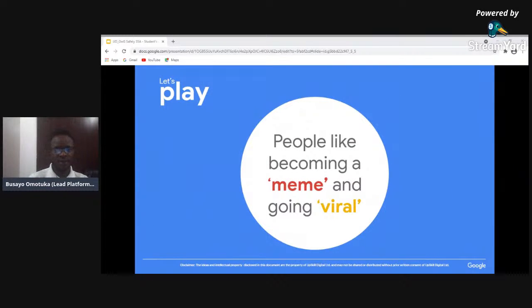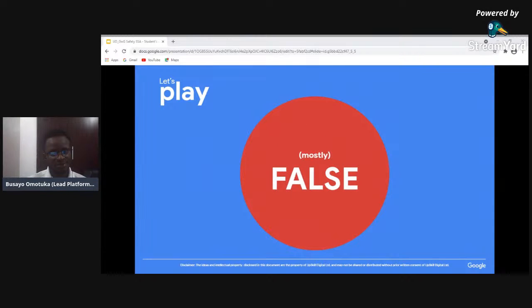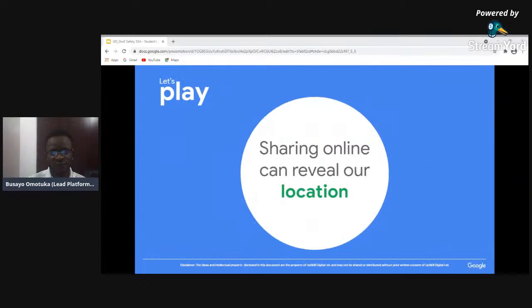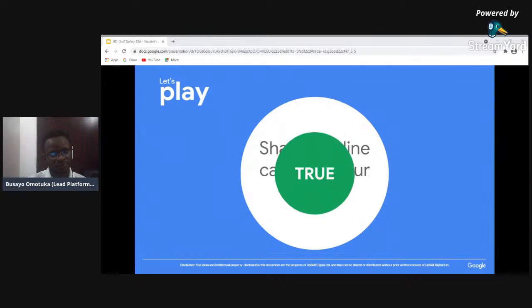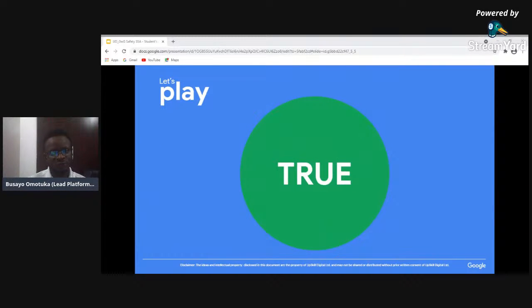People become memes and go viral. True or false? This is mostly false. Sharing online can reveal our location. True or false? This is true. When you are sharing online, it can jeopardize your security. That is why we need to limit what we share on the internet.